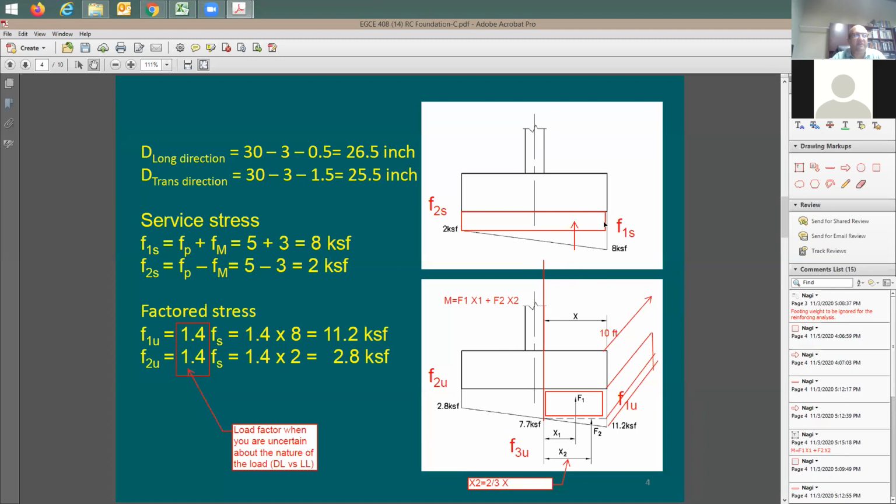So if this is the stress here, when you were finding out the amount of stress here, if you have included the weight of the footing in there, it means this stress includes the weight of the footing as part of the total load coming from the top.